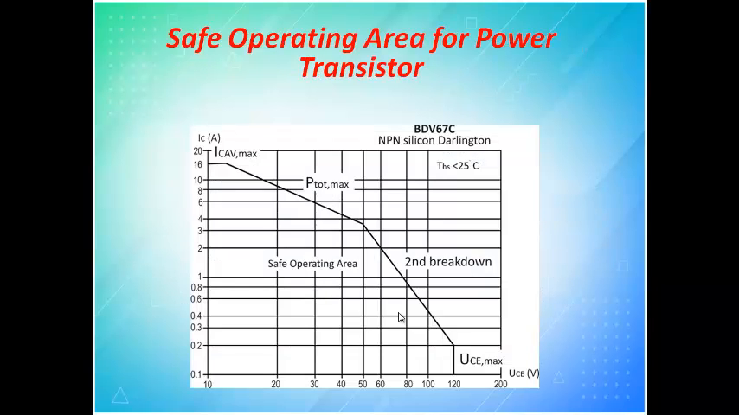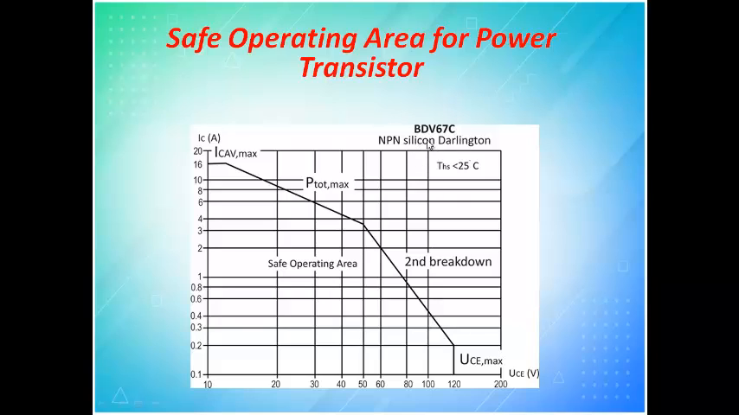This can be visualized from your safe operating graph. On the x-axis I am taking voltage, and on the y-axis current. Let us say you take a transistor which we brought from the shop, that is BDV67C. This is the name of that particular transistor which I have brought from the shop.